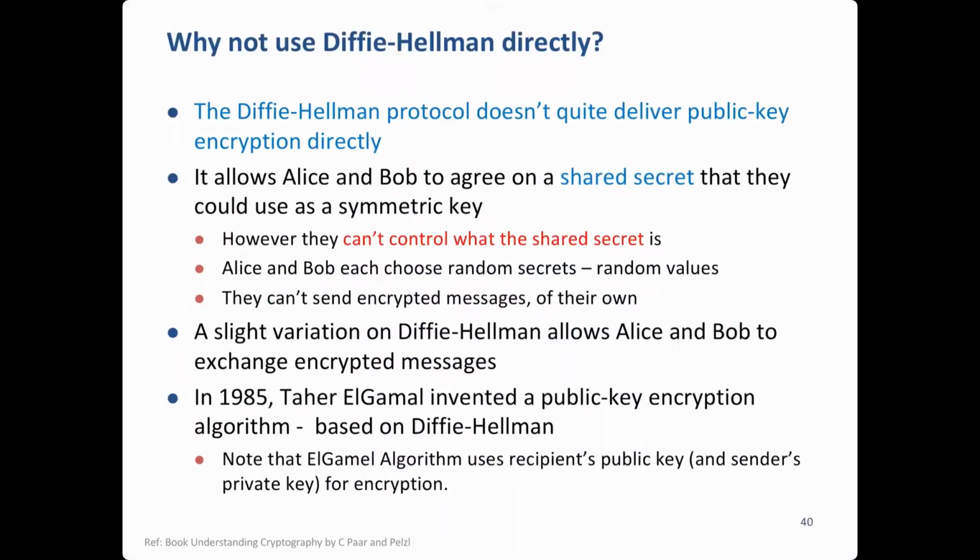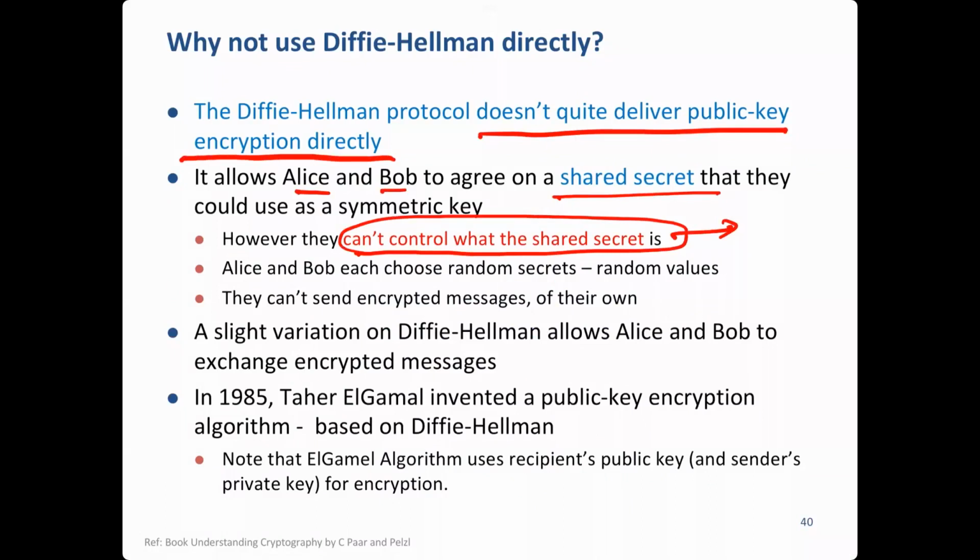So now let's move to ElGamal. Now the question is, why are we doing all this? Why not use Diffie-Hellman directly? We have answered this, right? With Diffie-Hellman, you don't have control over what shared key you will get, because both Bob and Alice independently choose parameters. So it does not quite deliver public key encryption directly. It allows Alice and Bob to agree on a shared key that they could use for symmetric key encryption, but they can't control what the shared secret is.